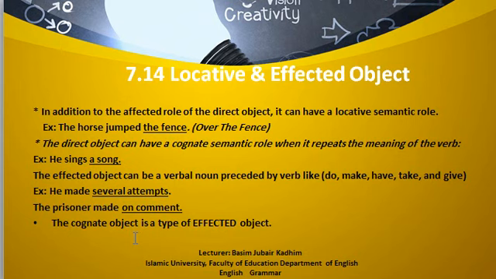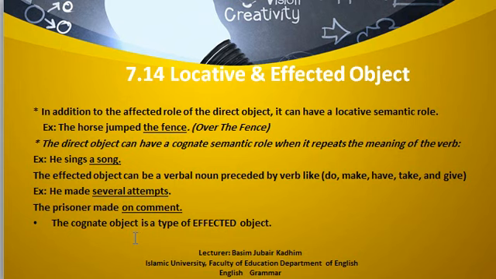can have a cognate semantic role when it repeats the meaning of the verb, or it echoes the meaning of the verb. For example, he sings a song. He slept a sleep. We call it in Arabic المفعول به المطلق.